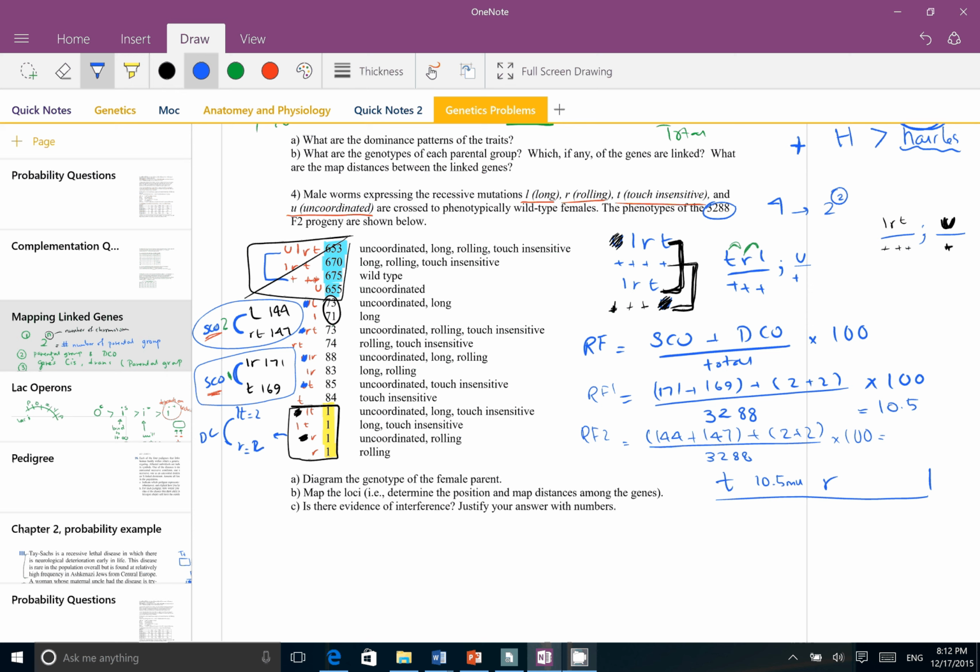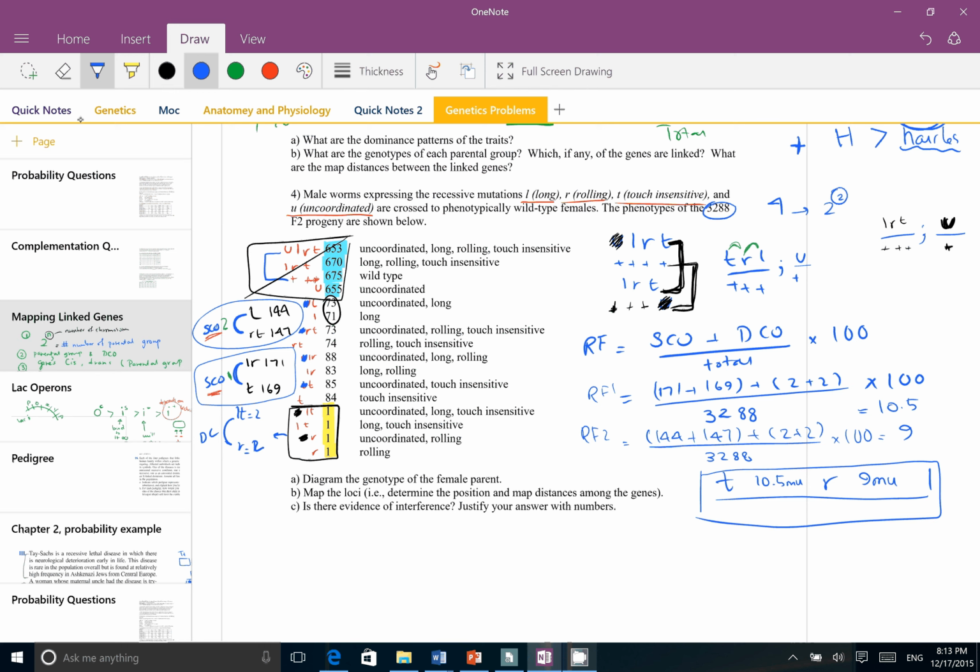And it's 3288 times 100. Okay, so the other answer is 8.97. We'll just approximate it to 9. So 9 NU. Okay, so I figured out the distance.